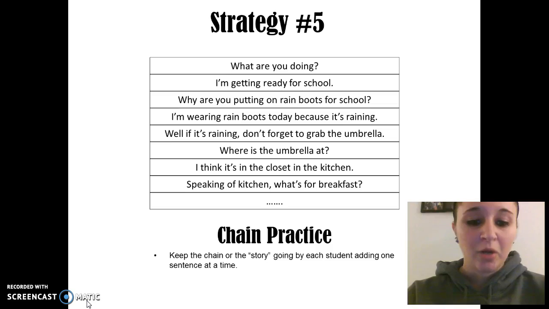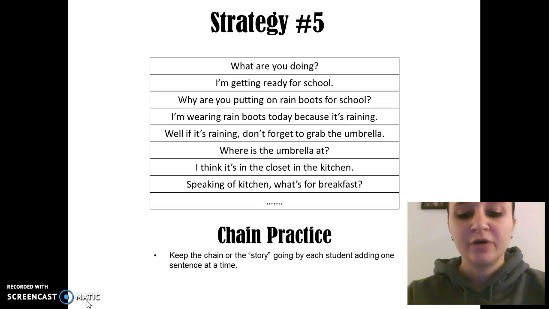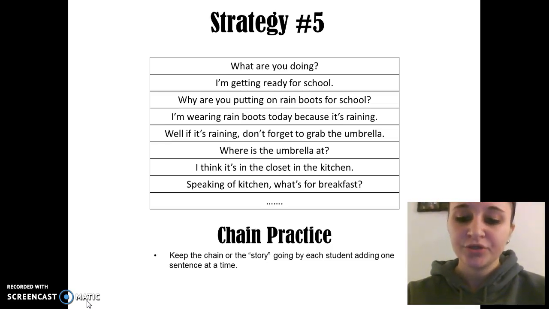I would start the activity by orally giving the first sentence, and then I would go around the group and have each student add one sentence at a time. The strategy focuses on listening and speaking, and the goal is to create together one fluent passage within the group.